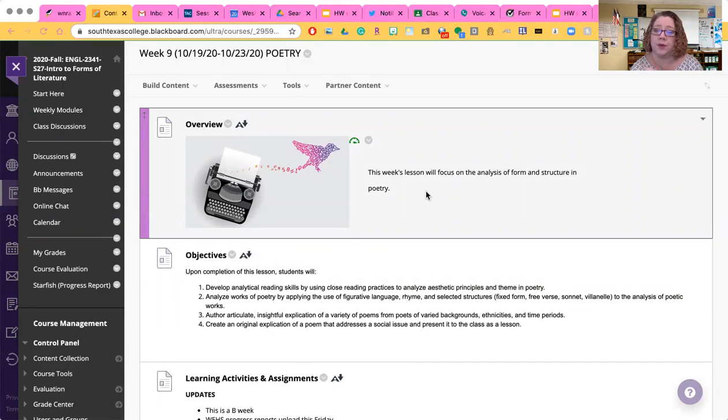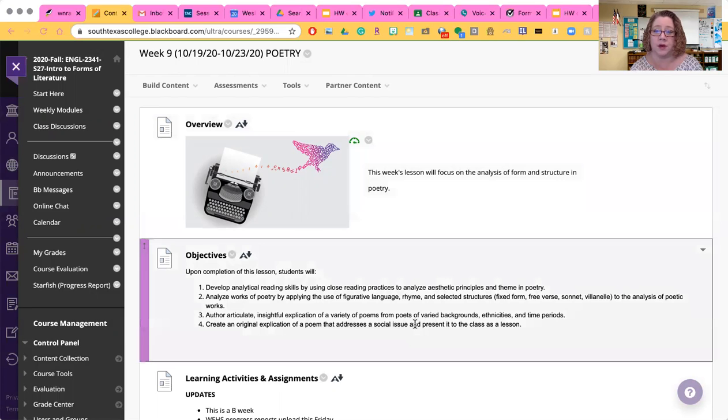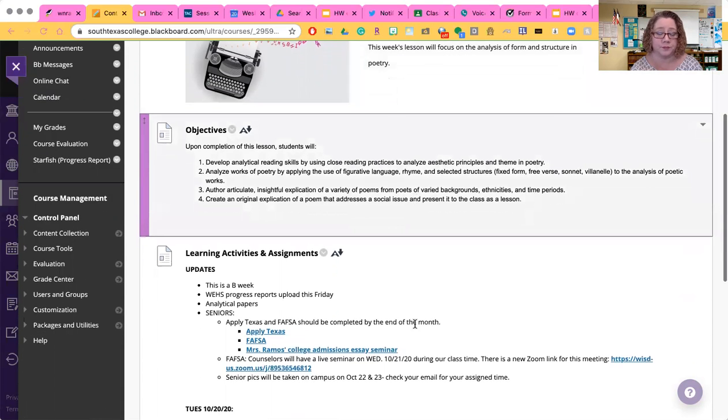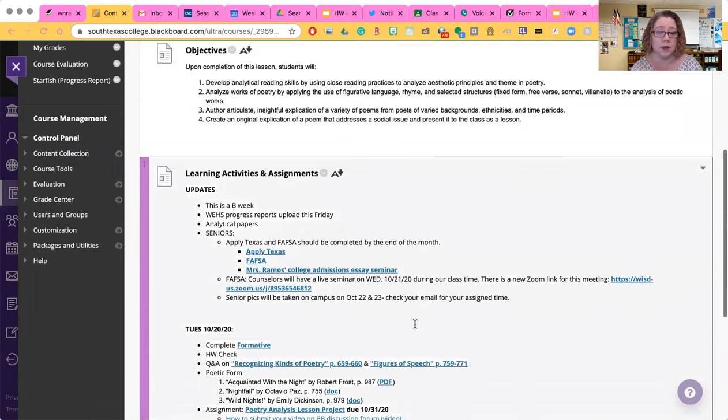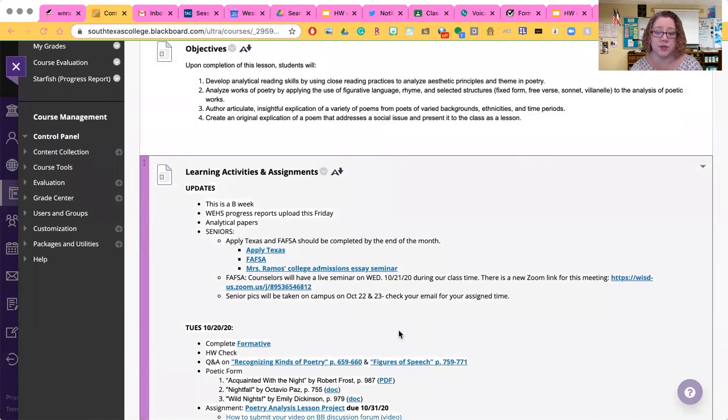We're continuing with poetry this week. I think next week is the last week that we have for poetry. And then we'll be moving into drama for the remainder of the semester. So this week we'll be focusing on form and structure. There are a few updates for this week.